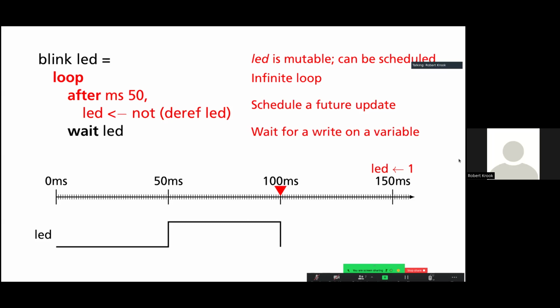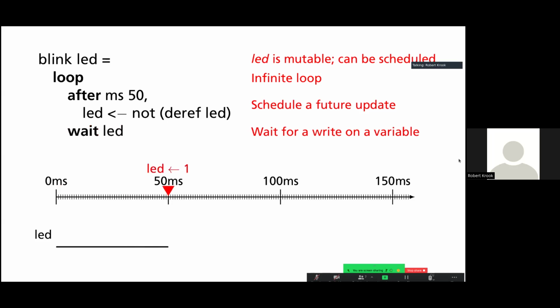I don't understand what the wait is. Okay, so back here at time 0, we schedule an update to LED at 50 milliseconds in the future. Then we execute this wait instruction. Wait says block, do nothing, pause the execution of this program until something writes to this variable. And it's going to be exactly this update.